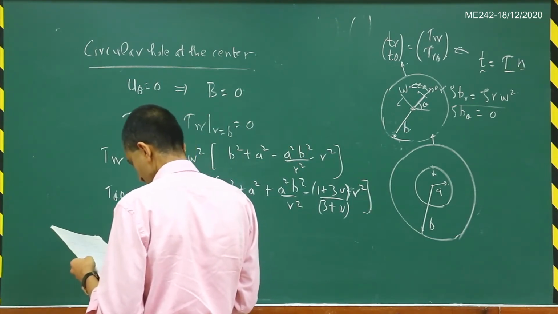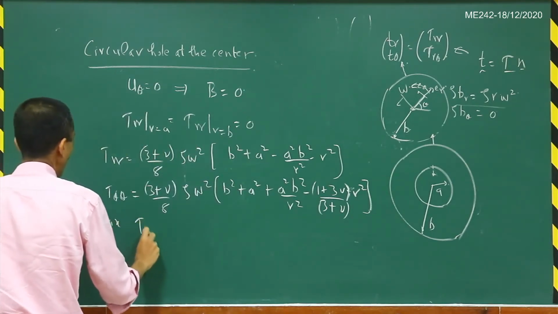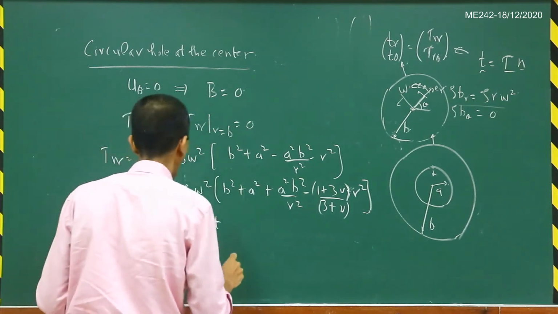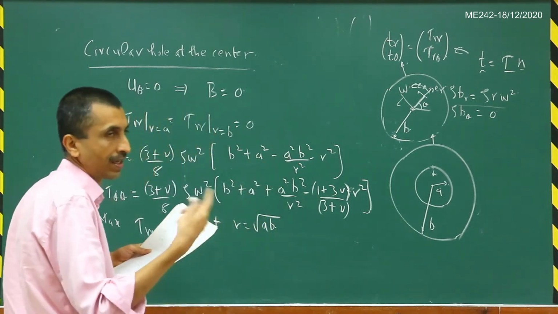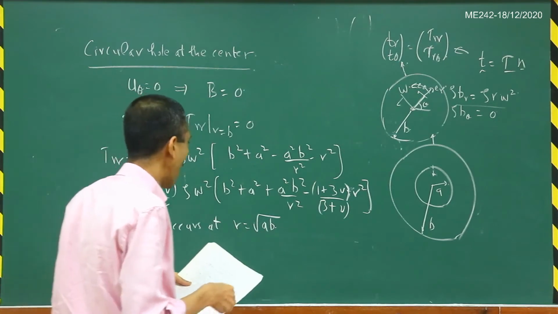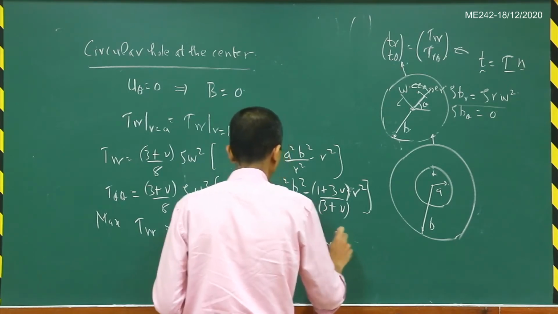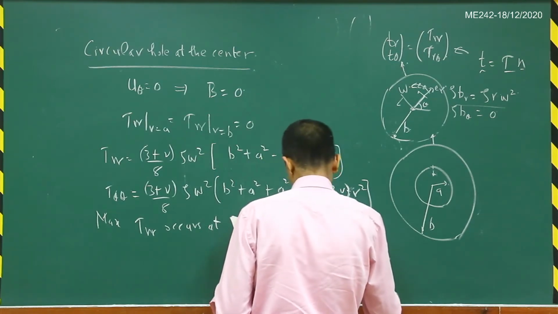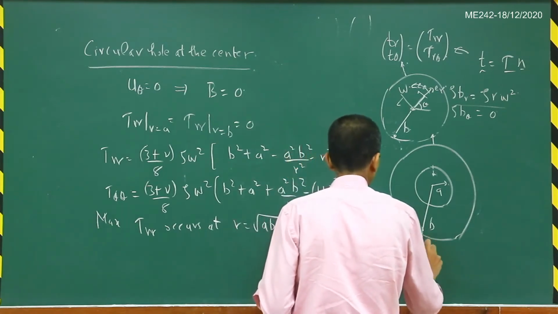The maximum tau r in this case occurs at r equal to under root of ab. You have to differentiate this and set it to 0, and then you will get that the maximum occurs at this point. The value is tau r maximum equal to (3 plus mu) divided by 8 times rho omega square times (b minus a) square.